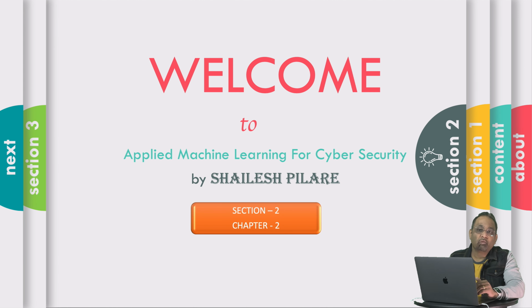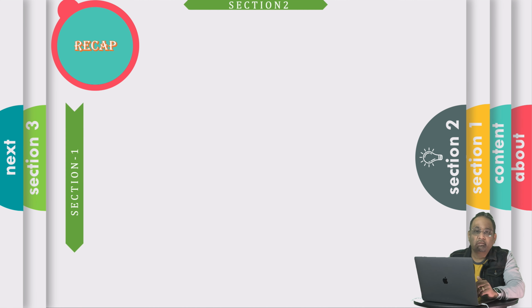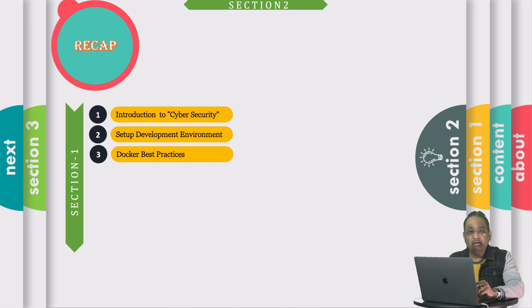A quick recap of what we have covered so far in sections 1 and 2. In section 1, first we had a brief intro to cybersecurity, learned about the different types of cyber threats, and also discussed the importance of machine learning in the cybersecurity domain. Then we set up our development environment using Docker, Conda, kubectl and IntelliJ. After that, we created Docker images, discussed best practices around Docker development, and applied them in practice in order to optimize the size of the Docker image.